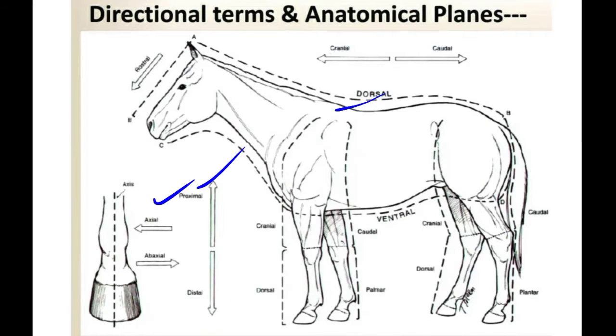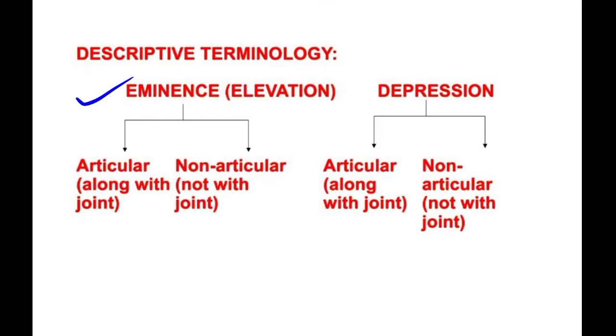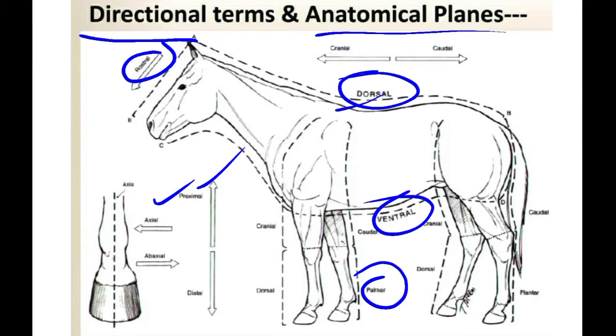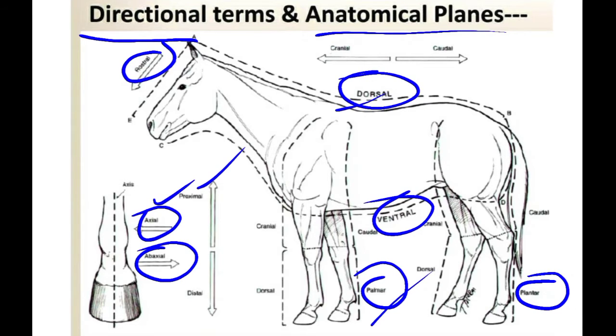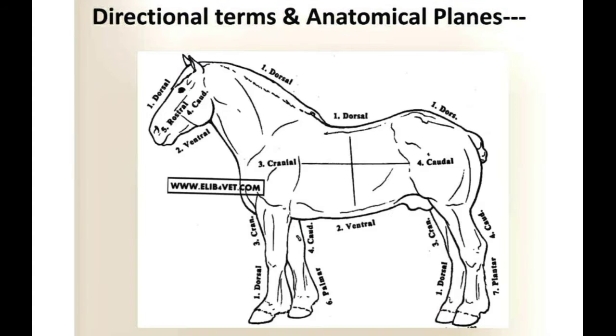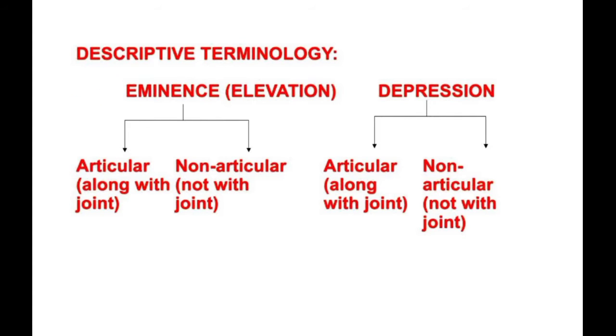Next one, we will see directional terms and anatomical planes in the horse body. In the horse body: rostral part, dorsal plane, ventral part, plantar surface, palmar surface, abaxial, axial, proximal end, distal end. Next we will see some descriptive terminology, basic terminology.